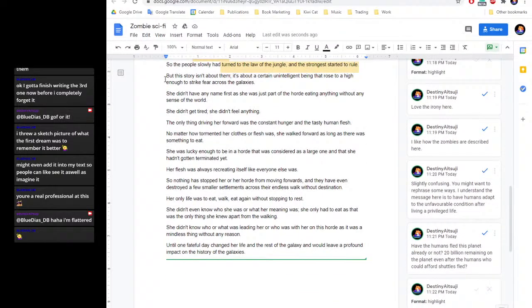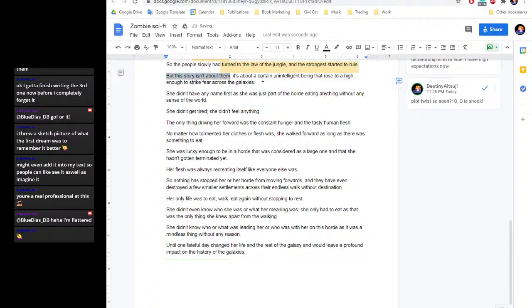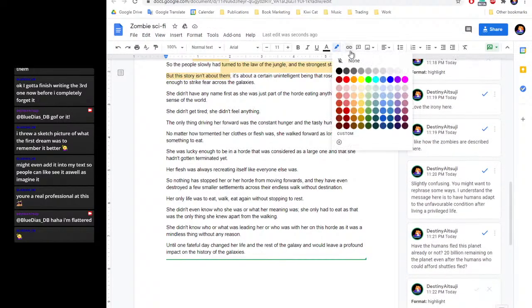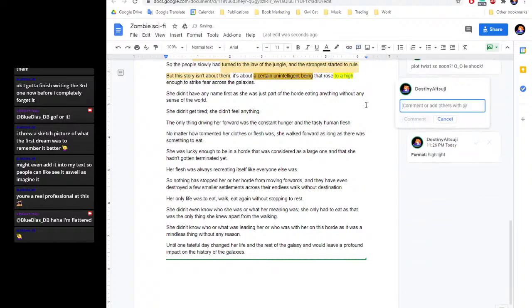But this story isn't about the plot twist so early. Okay, so it's about a certain unintelligent being that rose high enough to strike fear across the galaxy. Okay, other than the English, which I can forgive for now because it's very interesting. I want to know more now. I have interest. I am hooked. Well done, author.